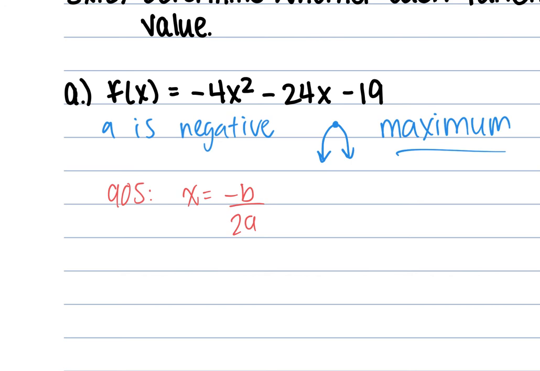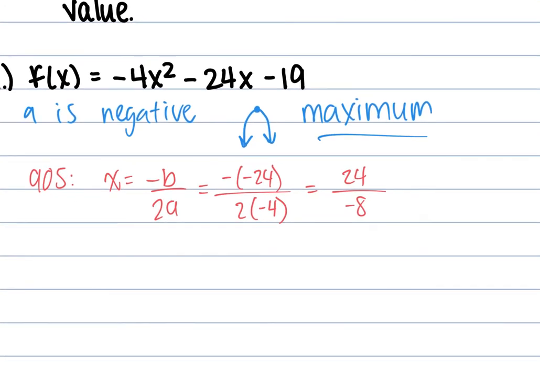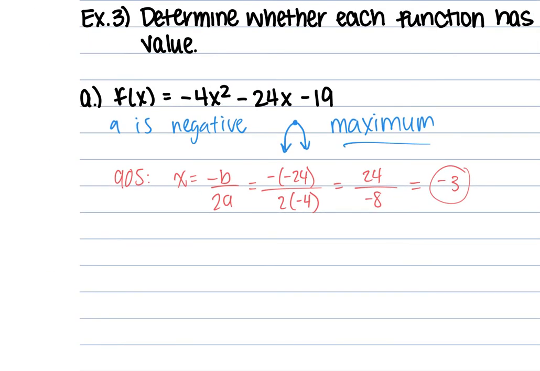Daniel, go for it. Alright, it's going to be just positive 24 over 2 times negative 4. Good. So this will be positive 24 like you said, over negative 8. It simplifies to negative 3. And then we plug that in for x.